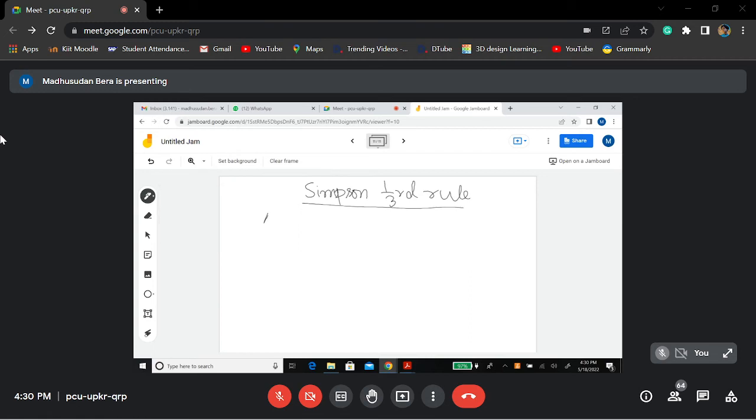The idea is, suppose this is the x-axis and y-axis. Suppose this one is the curve. This is the point A, this is the point B. Again, in the same way, we will divide into n sub-intervals of equal length.